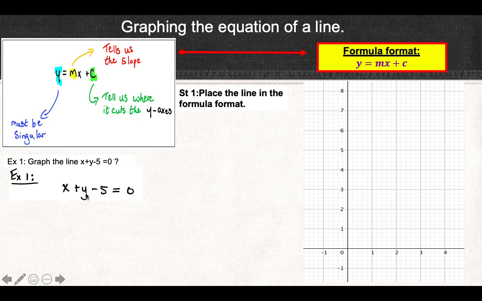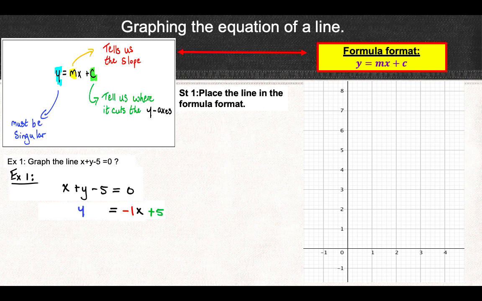So, first things first, y is on the left, so that's perfect. But x is on the left, and minus 5 is on the left, and we know these need to be on the right. So that's y is equal to minus 1x plus 5. We can now see that minus 1 is the number in front of x, which tells us the slope. And 5 is on the right hand side, that tells us where it's going to cut the y-axis.